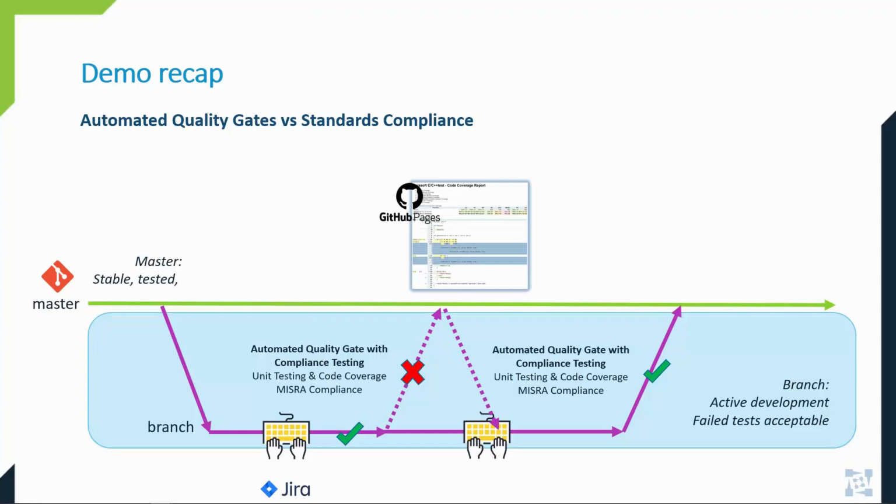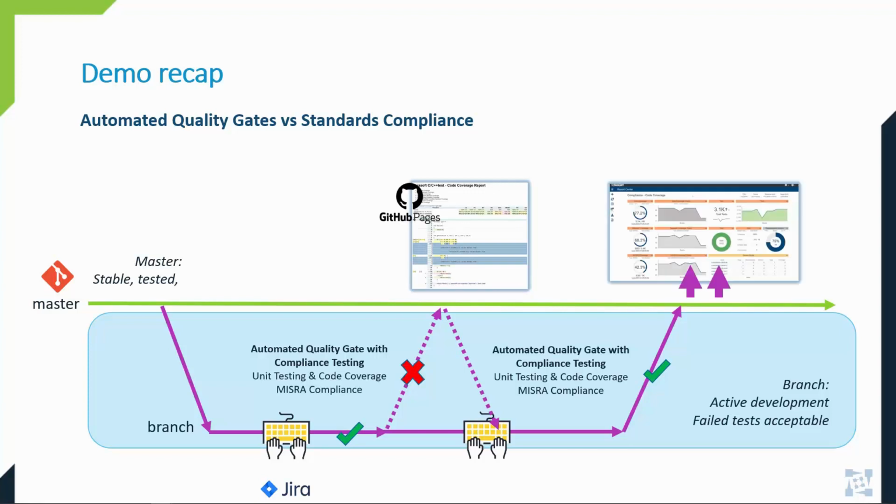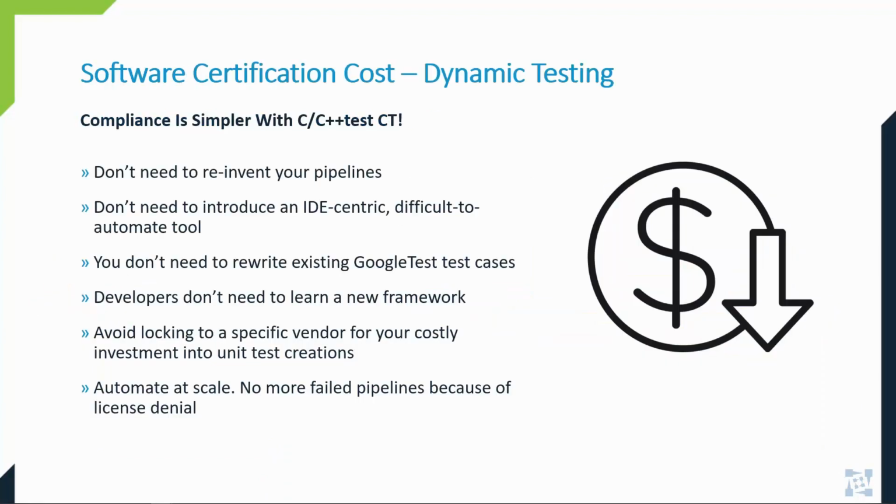Push to the stable branch triggered another pipeline. The pipeline results were sent to DTP for trends and compliance reports analysis. In our demonstration, we focus only on unit testing and code coverage, but static analysis with MISRA or other coding standard could be implemented in the same way with Parasoft tools.